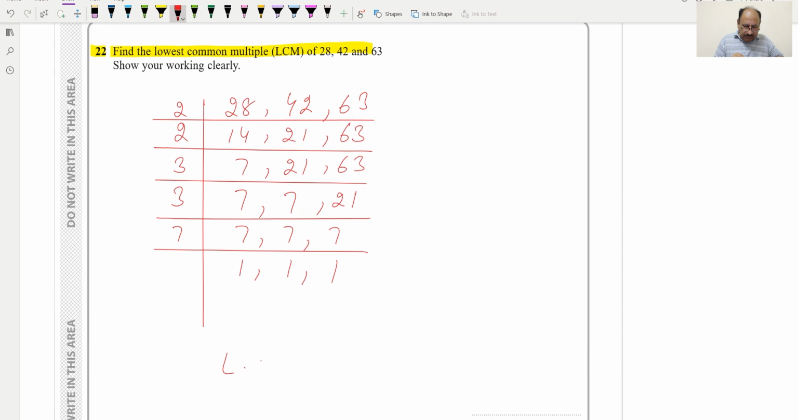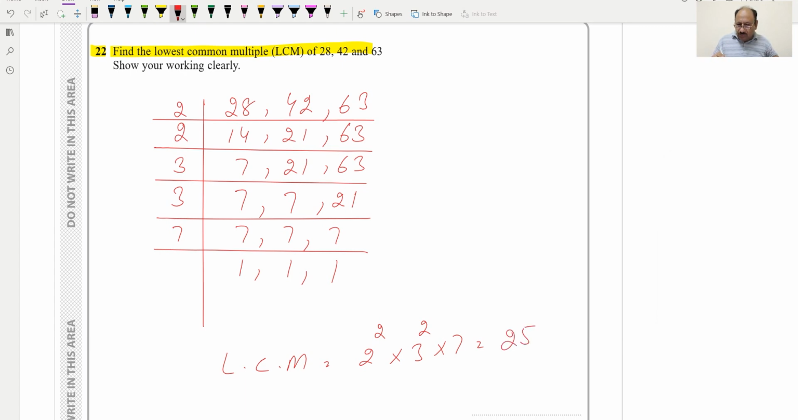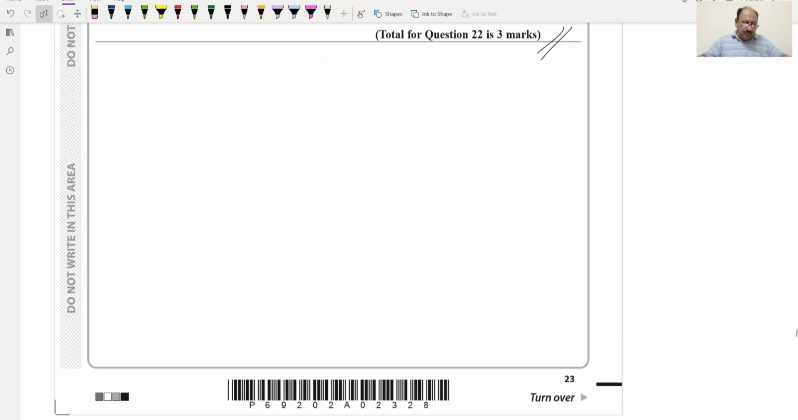So the LCM will be equal to 2 squared times 3 squared times 7, which is equal to 252. So the answer will be 252, and we can write the answer 252. This will be a question for 3 marks, which we are done.